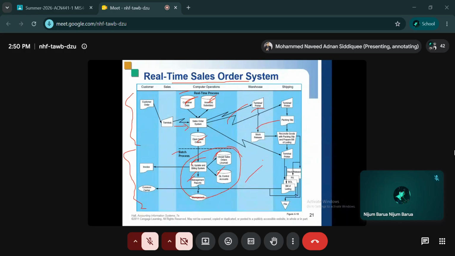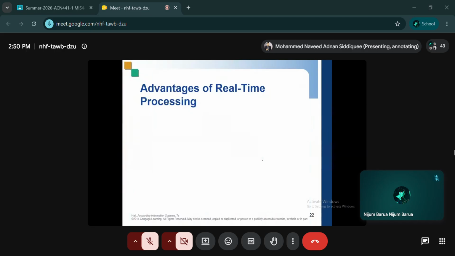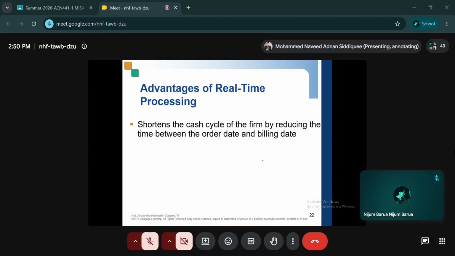Okay. Next, we have the benefits of real-time processing, and I think generally we have talked about these things before, right? For example, real-time processing is faster and better, it's more accurate. The results are more current, more up to date. Broadly speaking, we know about the benefits of the real-time system.